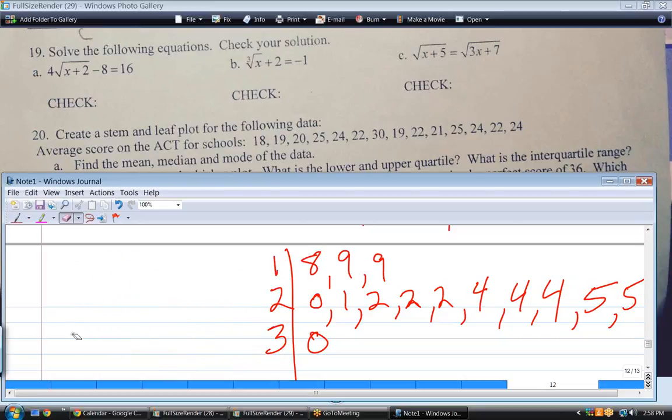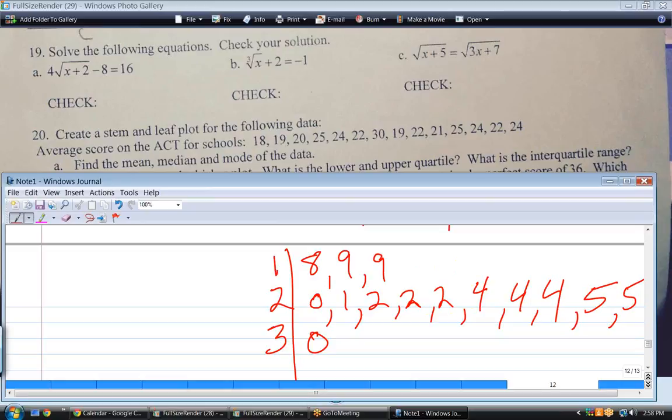All right, that's mean. That's pretty easy. Average: add them all up, divide by how many. Median is what? It's the middle number of the entire set. Okay, now the stem and leaf plot comes in handy. We have 14 numbers. What's the middle number? Which one? It's going to be the 7th number.